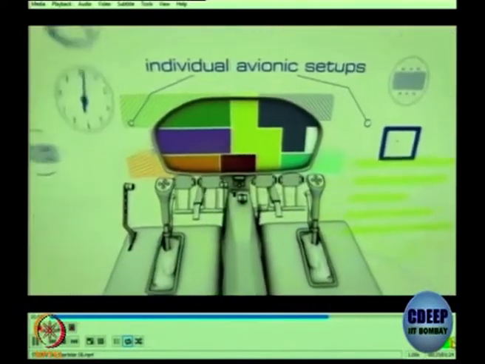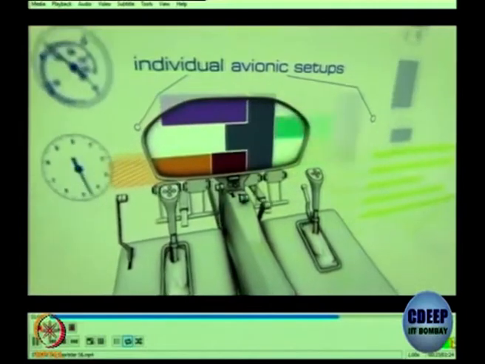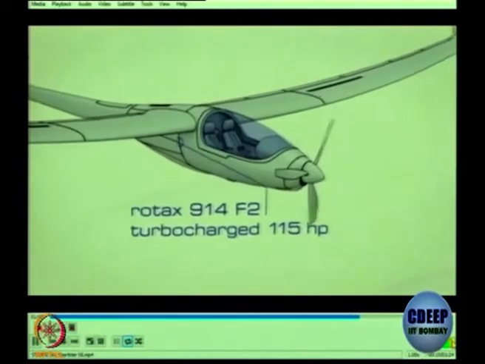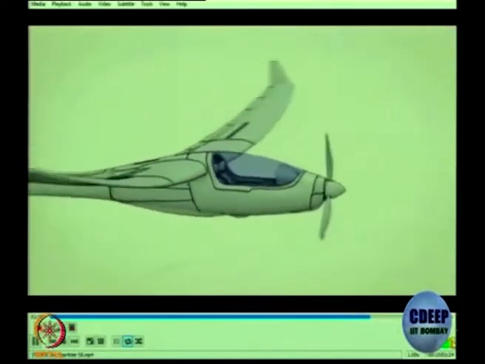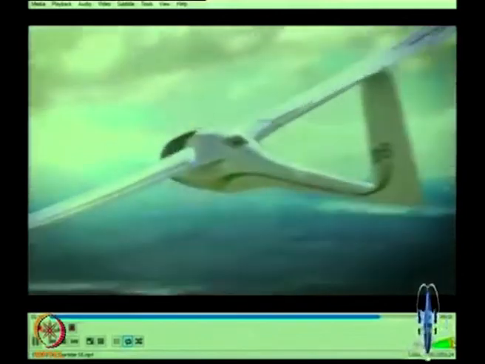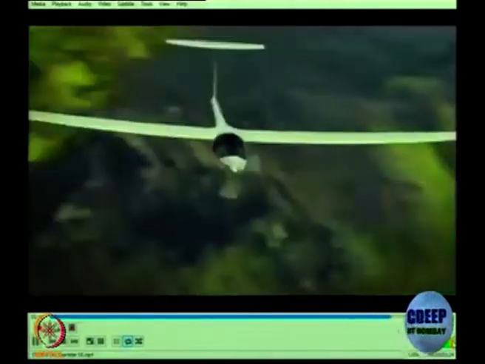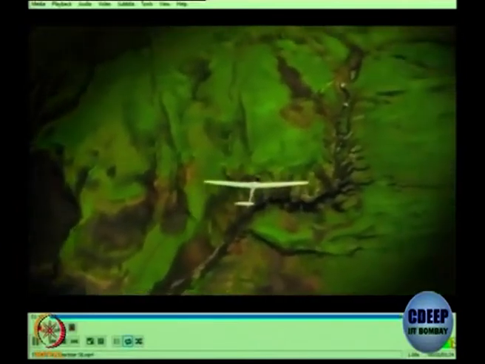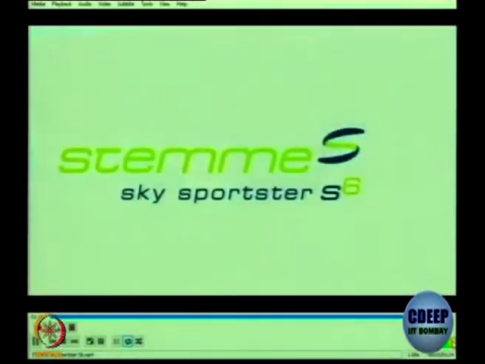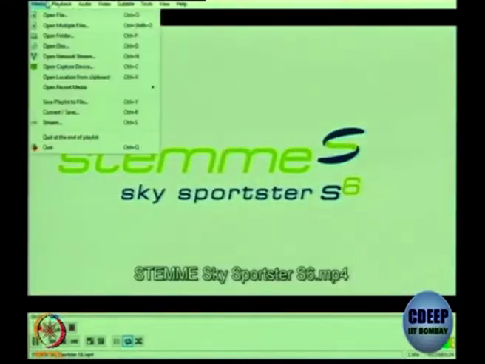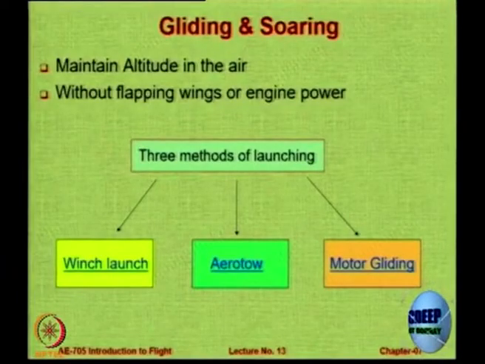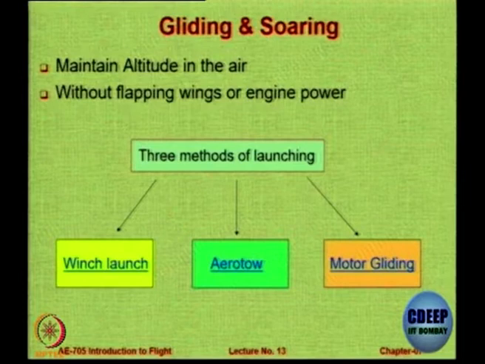Sales video which says that you can do so many things, you have so many choices. So this is the engine, 115 horsepower. So this makes you independent of either an aero tow or the winch. Okay, so these are the three ways in which you can launch a glider.